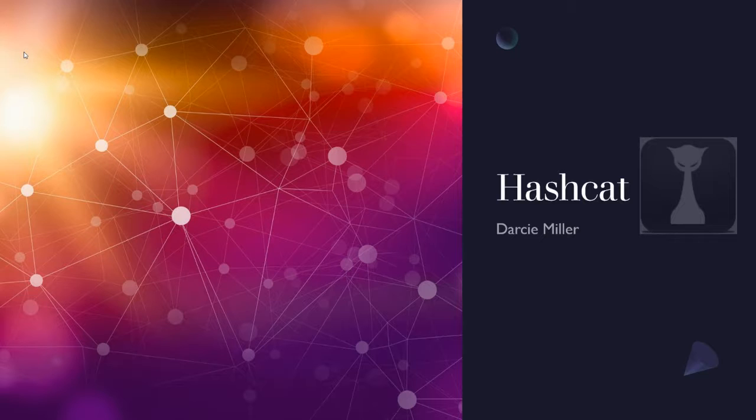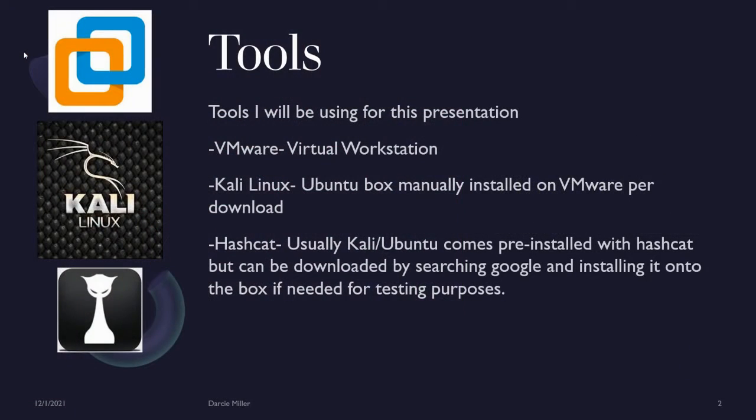My name is Darcy Miller, and I am currently in IA 445, which is Ethical Hacking and Defensive Security, and I will be discussing Hashcat. The tools I will be using for this presentation are VMware, which is a virtual machine, Kali Linux or Ubuntu, which I have installed manually onto VMware per download, and Hashcat. Hashcat is usually pre-installed in the boxes themselves, but you can search and download it if need be for testing purposes.